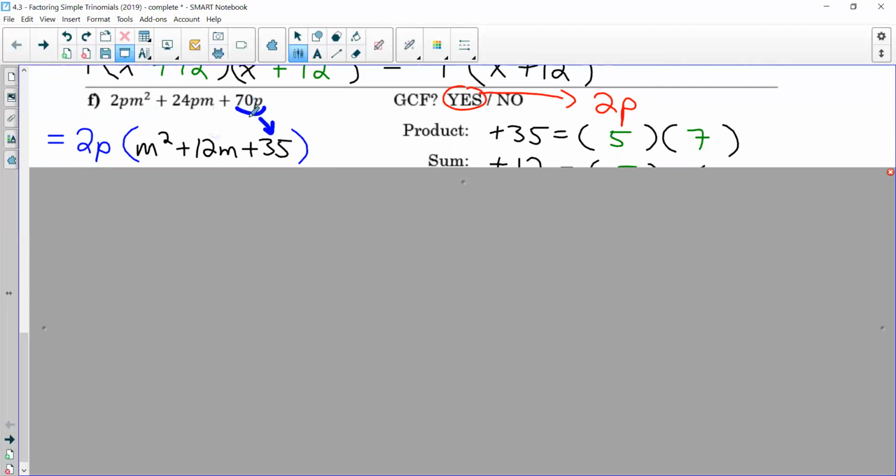So when I say removing, it can be thought of as used as a division process, because remember, distributing involves multiplication. But you can think of the factoring part as a division. So if I were to divide 2pm squared by 2p, you get m squared. If I divide 24 by 2, I get 12. If I divide pm by p, I get an m. 70 divided by 2 is 35. p divided by p, well, they'll cancel each other out and left with nothing. So that is another way of thinking of this common factoring process from the previous lesson.